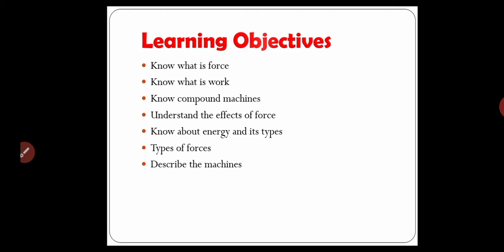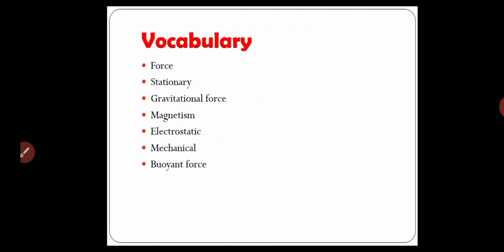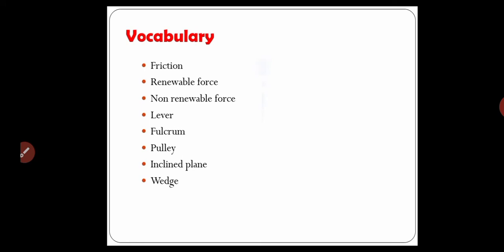To do work you need some device, and that's what we are going to learn: the simple machines. The new words that you're going to learn from this chapter are force, stationary, gravitational force, magnetism, electrostatic, mechanical, buoyant force, friction, renewable and non-renewable force, lever, fulcrum, pulley, inclined plane, and wedges. We'll learn what these words are, what they mean, and what their main function is.